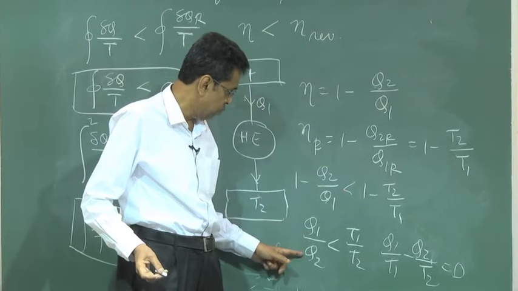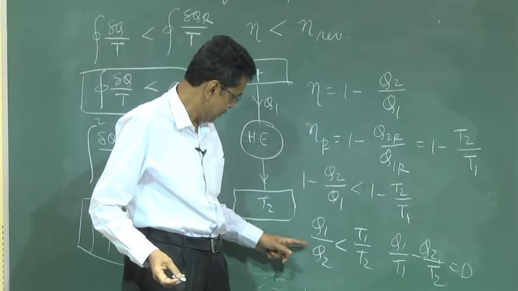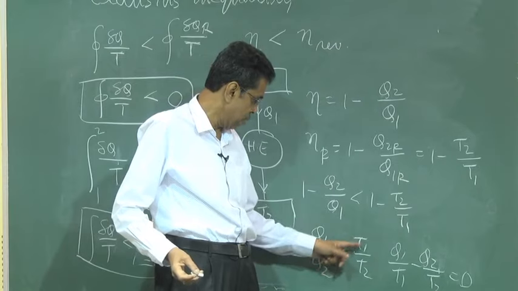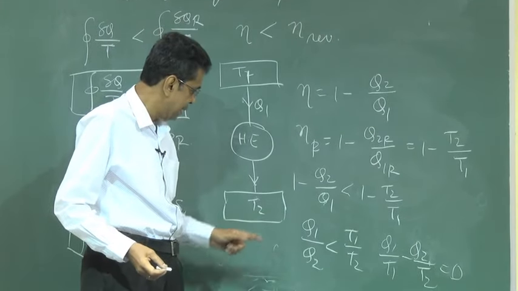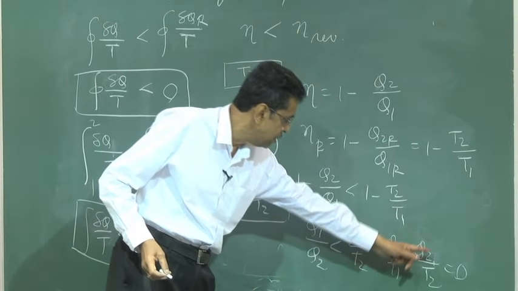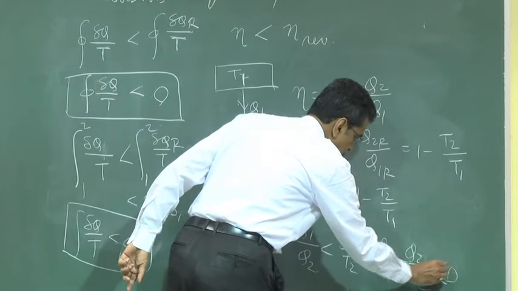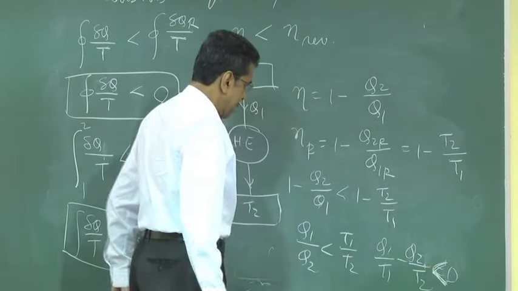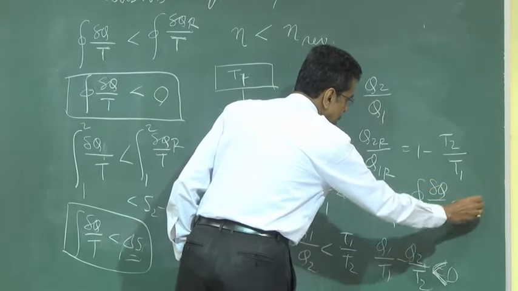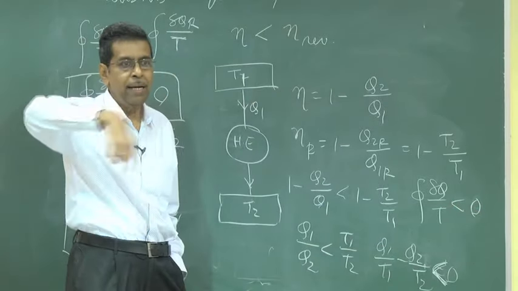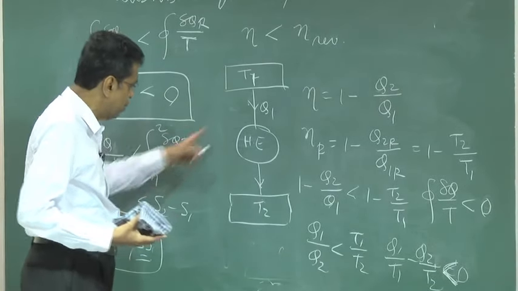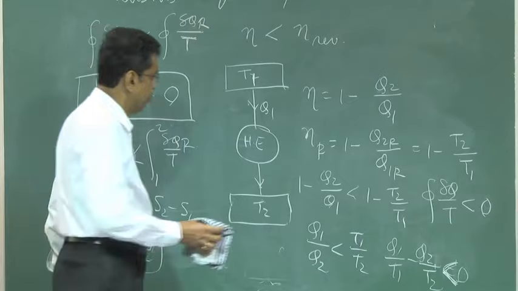That means Q2 by Q1 is higher than T2 by T1, or Q1 by Q2 is less than T1 by T2. That means Q1 by T1 is less than Q2 by T2, so that Q1 by T1 minus Q2 by T2 is less than 0, not equal to, less than 0. That means the cyclic integral of del Q by T is less than zero. Again you can prove it by taking a general loop as a thermodynamic cycle for an irreversible cycle and comparing it with the reversible one; you get the same result. So this is your logical proof.